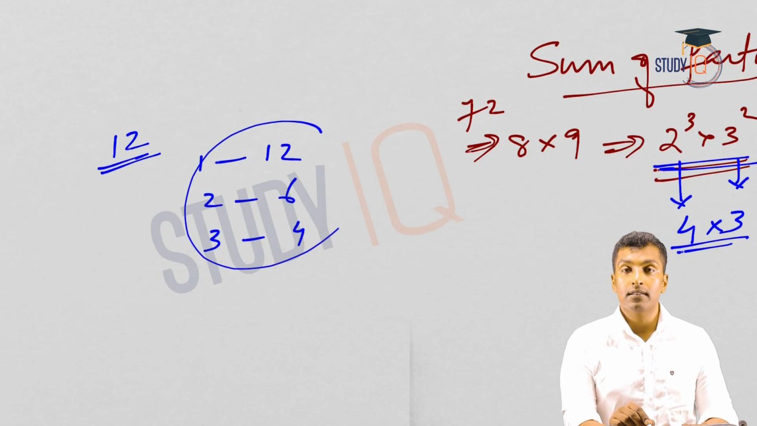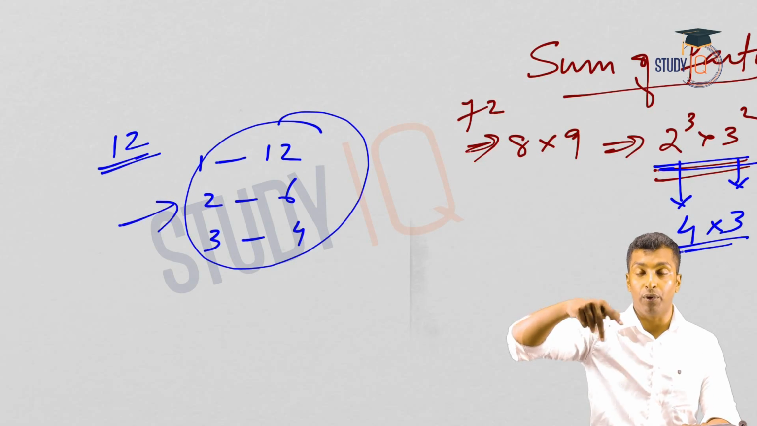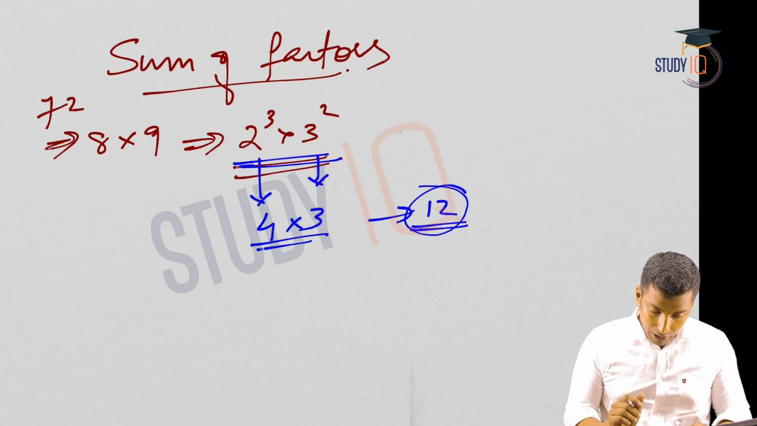So there are 6 factors. What I'm asking you is to find the sum, 1 plus 12 plus 2 plus 6 plus 3 plus 4. And that's exactly what I asked you here also. So how will you find it? Now, can you tell me what are the factors here?